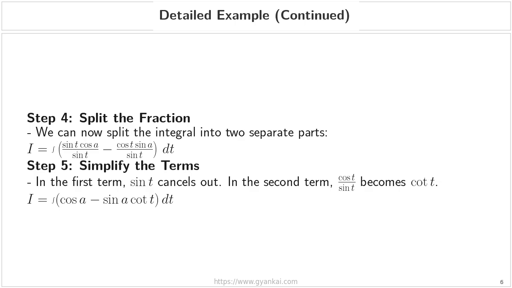Now, let's move on to step 5. Simplify the terms. If you look at the first integral, sine t in the numerator and denominator cancel each other out, leaving us with just cosine a. The second integral simplifies beautifully as well. Remember from your trigonometric identities that cosine t divided by sine t is equal to cotangent t. Therefore, our integral now becomes the integral of cosine a minus sine a multiplied by cotangent t.